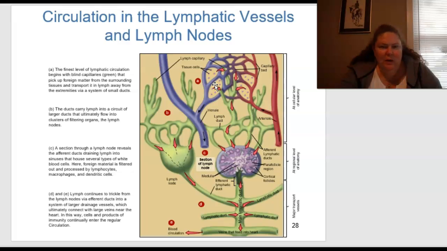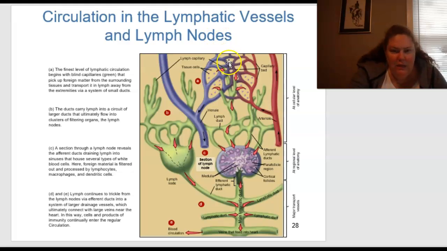So this is figure 14.9, and this is a picture of circulation in the lymphatic vessels and lymph nodes. And so basically, in A up here, the finest level of lymphatic circulation begins with blind capillaries, which are in the green, and they're going to pick up foreign material from the surrounding tissues and transport it in the lymph away from the extremities via a system of small transport ducts. And then in B here, the ducts carry the lymph into a circuit of larger ducts that ultimately flow into the clusters of filtering organs in the lymph nodes.